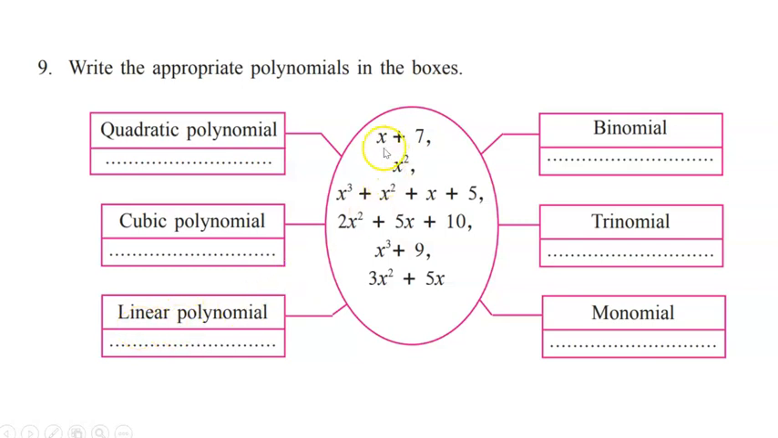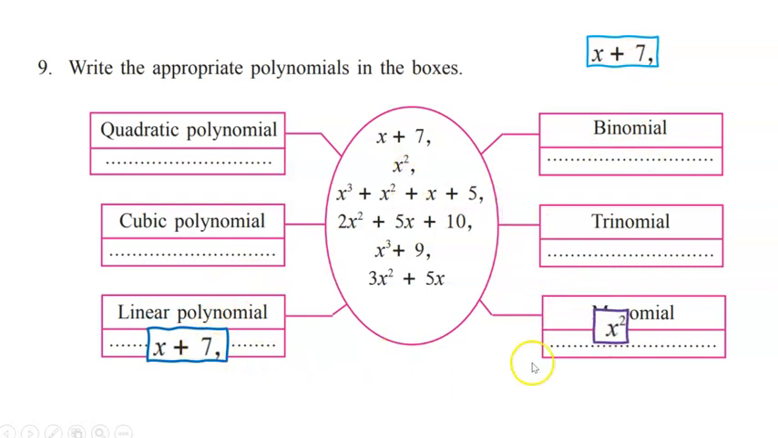Okay, now first x plus 7. Here the highest power of x is 1, therefore it is a linear polynomial. It goes here, the linear polynomial. And what about the right hand side? It contains two terms and therefore it is called a binomial. See this here. Coming here it is a binomial, and here it is a linear polynomial. Next, x square. Now x square is a monomial. It contains a single term. And what about the left hand side? It is a quadratic.